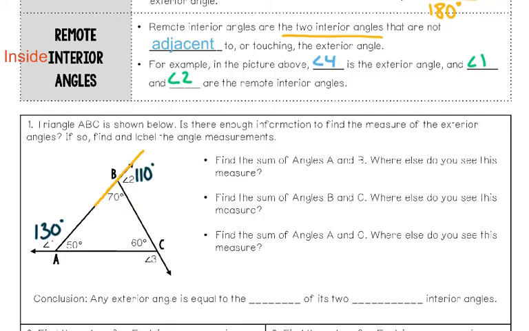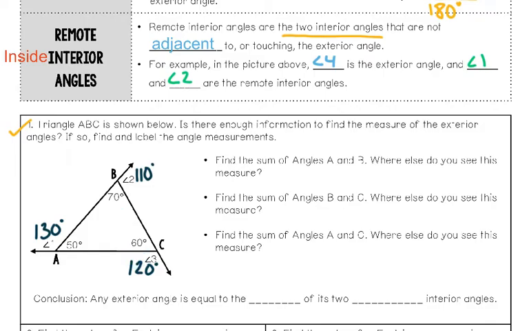Last one, see if you can figure out what the measure of angle 3 is. Angle 3 is 120 degrees because 60 and 120 are on that straight line. The straight line will always have a sum of 180. All right, so we've done this first task, and we know some things about this triangle. We know that 50 plus 70 plus 60 equals 180.